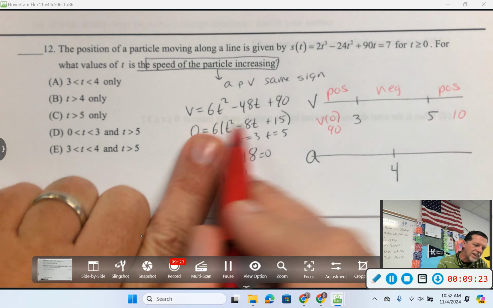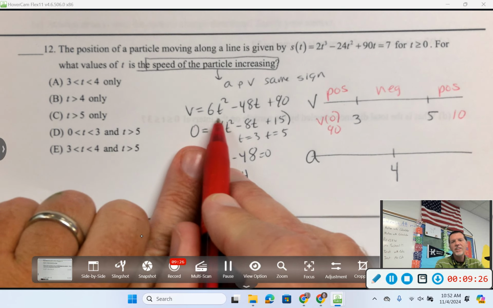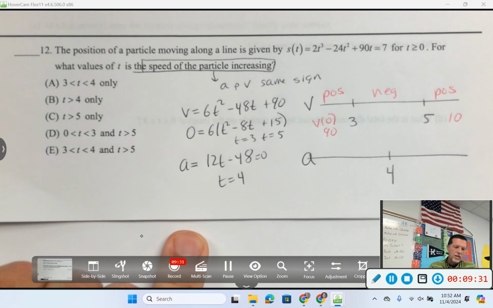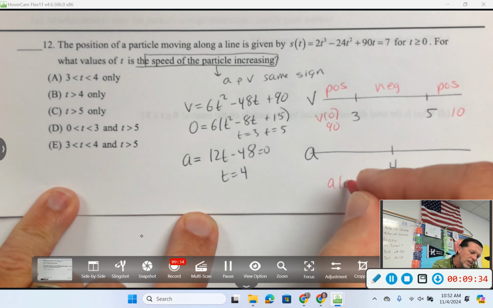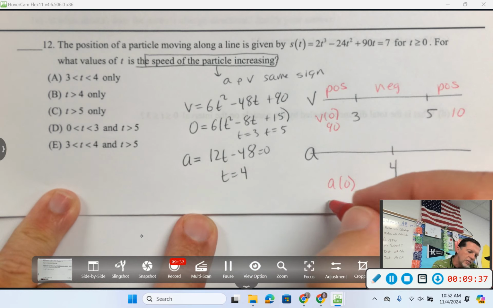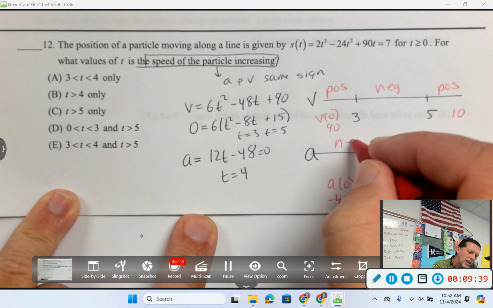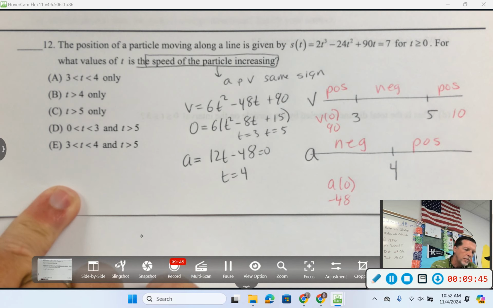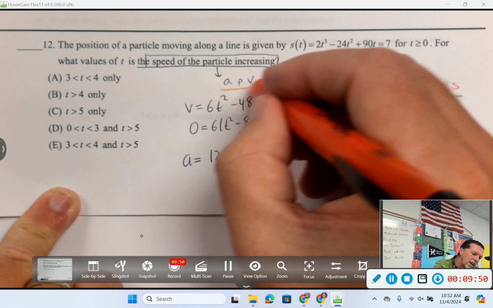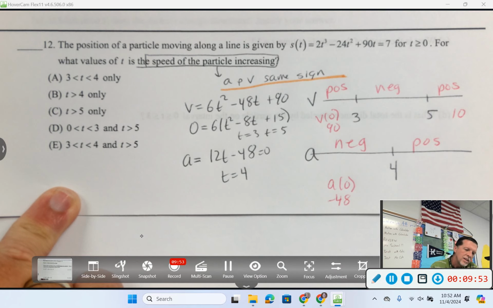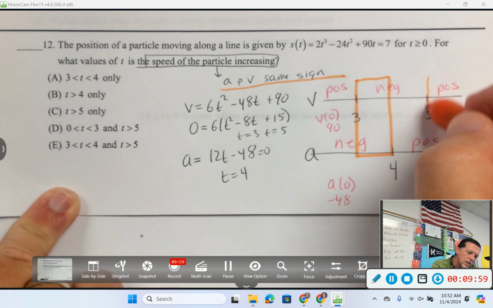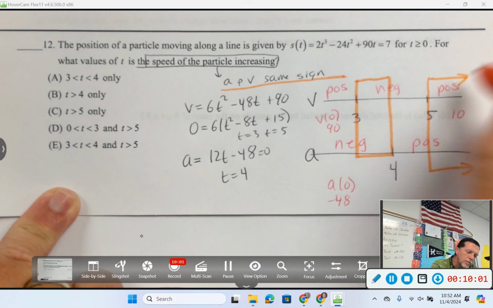Like if I plugged in 10, 10 squared is 100 times 6. That's going to blow everything else away, so positive, negative, positive. For acceleration, a of 0 would be negative 48. And if I plug in anything bigger than 4, it's going to be positive. And then what am I looking for? I already answered that part. A and v have the same sign. So let's see. They're both negative from 3 to 4, and they're both positive from 5 on.